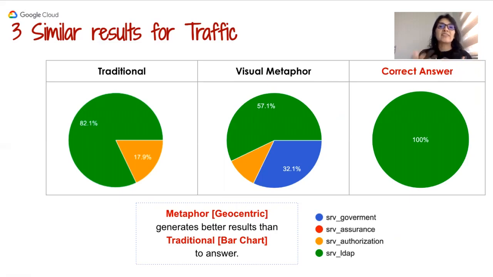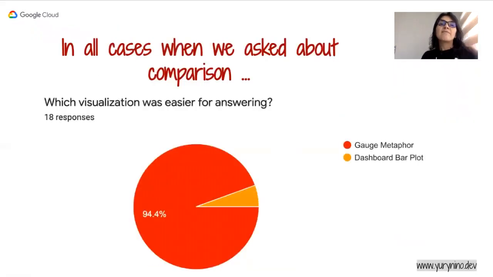It is possible that the size of the circle could be associated with the percentage of service LDAP, that is the correct answer, which is represented by the green portion in the pie. Finally, most people answered that the metaphors were more useful. That is illustrated here. As you see, the majority chose visual metaphors in order to get better results.